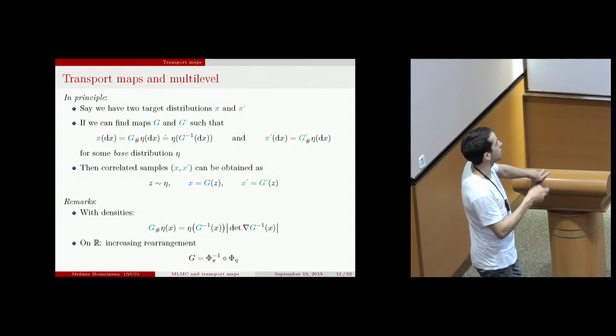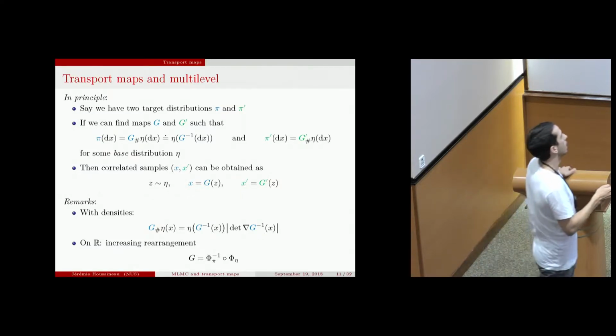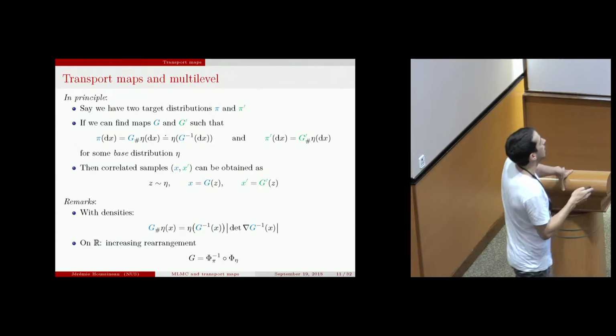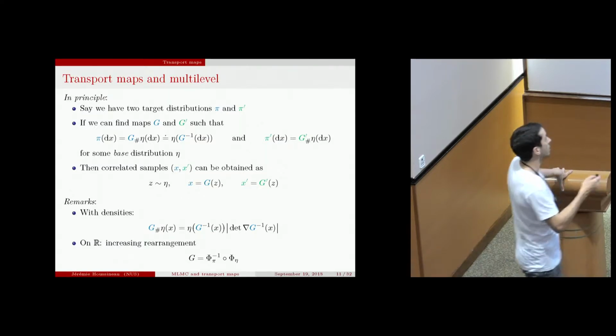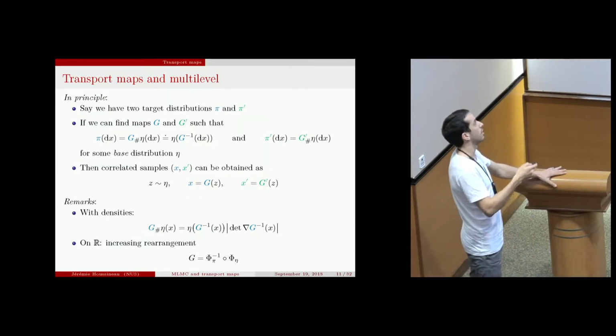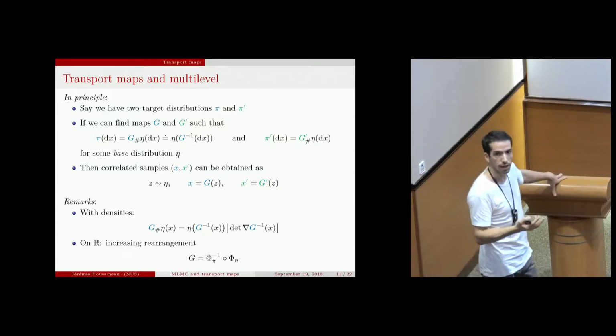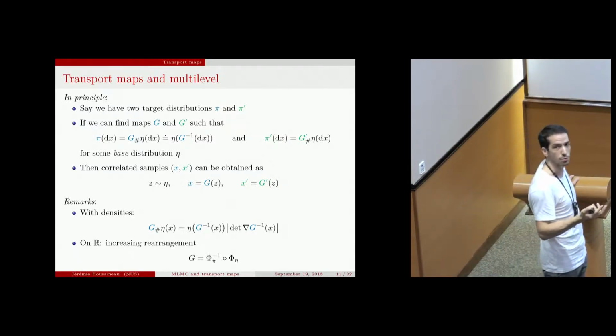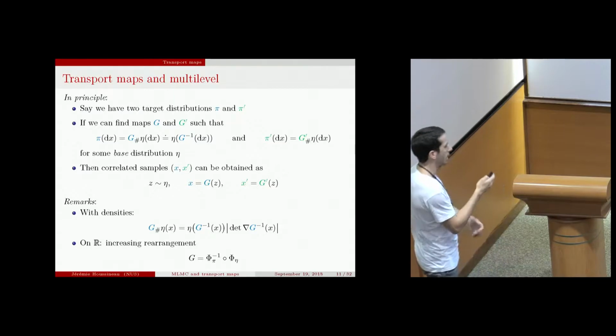So here is the expression for the push forward for the density. Of course we have a sort of change of variable here, a term that appears. So again, you could say, well, that's okay, that generalizes the idea to higher dimensions, but it's still not straightforward to find those maps G and G prime.